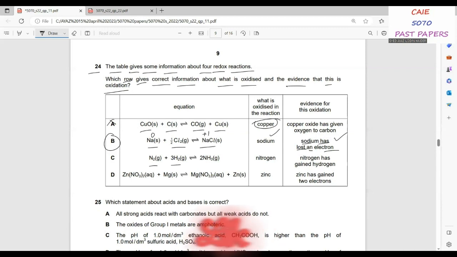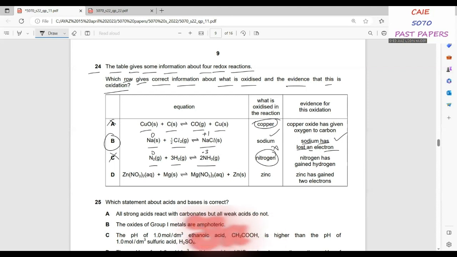C, N2 plus 3H2 gives 2NH3. What is oxidized in this reaction? Nitrogen? No, this is wrong. Nitrogen is not oxidized because if you look at the reactant side, the charge on nitrogen is 0. On the product side, it's more electronegative than hydrogen, so it will acquire -3 charge. So it is reduced, not oxidized. So this is also wrong.